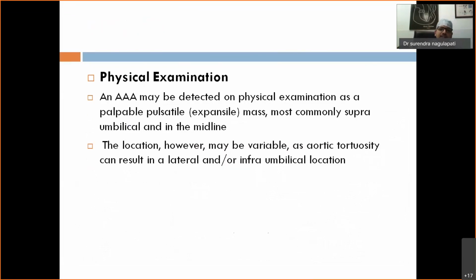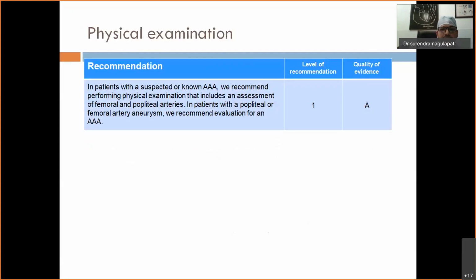In physical examination, whenever we are examining a patient with AAA, we must look for other associated aneurysms like iliac aneurysms and femoropopliteal aneurysms. This is a slide from the SVS guidelines showing the physical examination recommendation. In patients with suspected or known abdominal aortic aneurysm, it is recommended to always look for femoral and popliteal aneurysm.